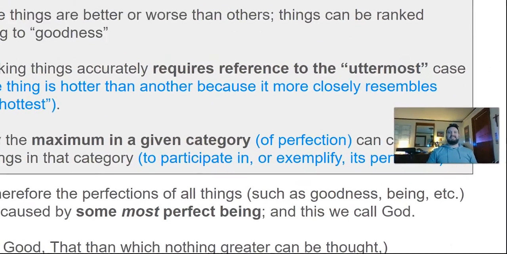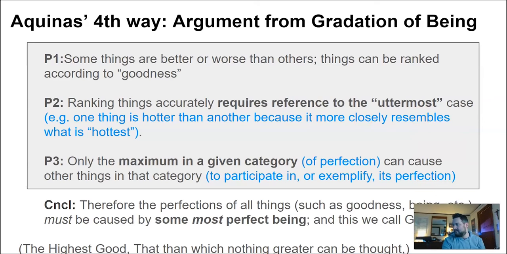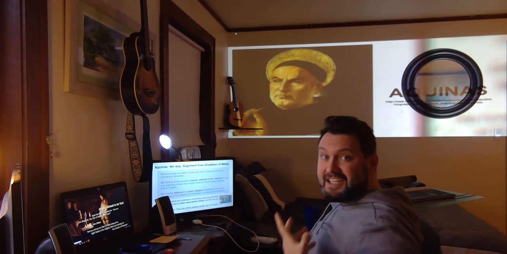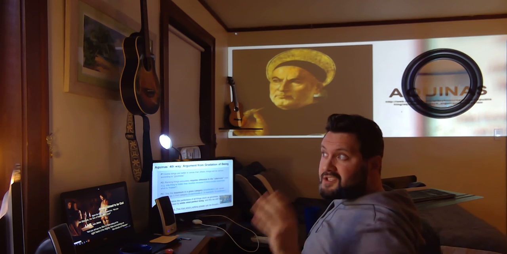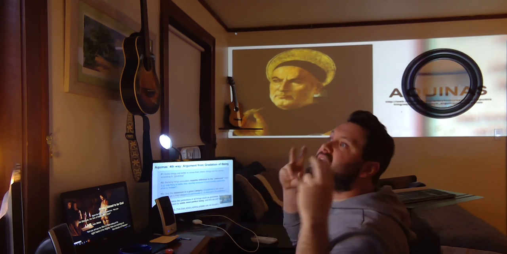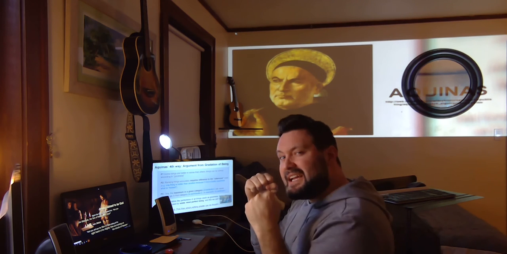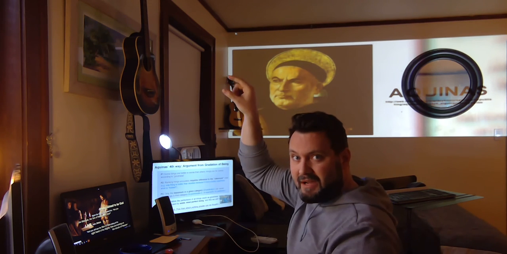That's what Aquinas is getting at when he says that only the maximum in a given category, that uttermost imaginary case, only the maximum of perfection can cause other things in that category to participate in, to exemplify its perfection. So it's that abstract idea that we're striving toward that causes all of the subsequent improvements that we're able to make, because we're taking a tiny step toward that imaginary ideal.